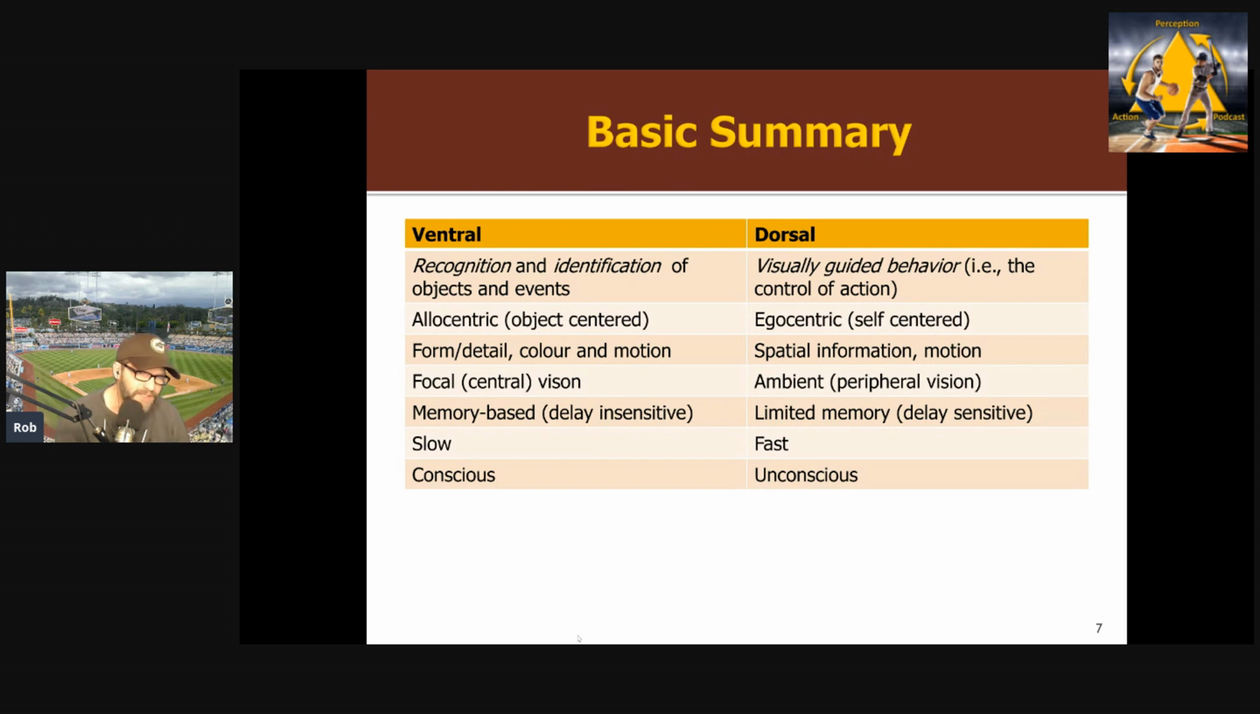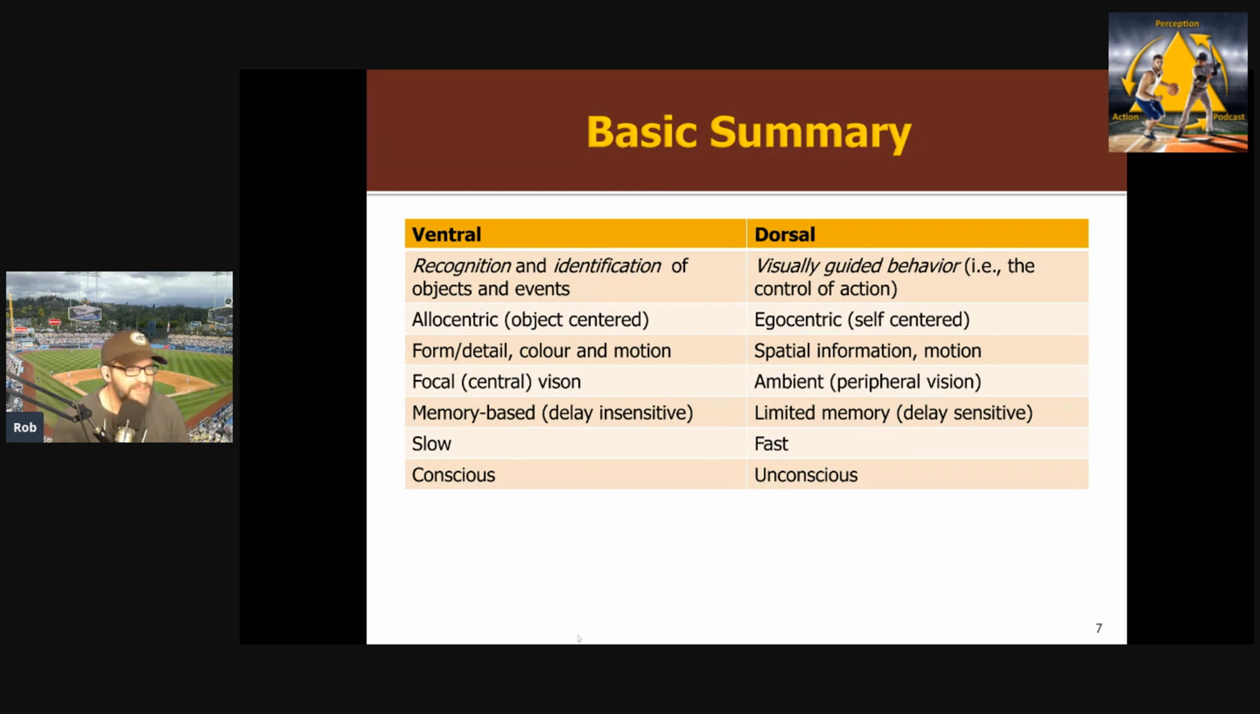The dorsal stream, on the other hand, is thought to be involved in visually guided behavior, so vision for action. Because of that, it's in an egocentric frame of reference. So to control my action, I don't need to just know my cup is beside my keyboard. I need to know that the cup is to the left of my body, right? So I need to know the coordinates of things relative to my body, self-centered.